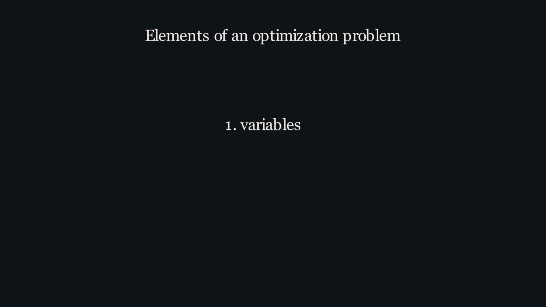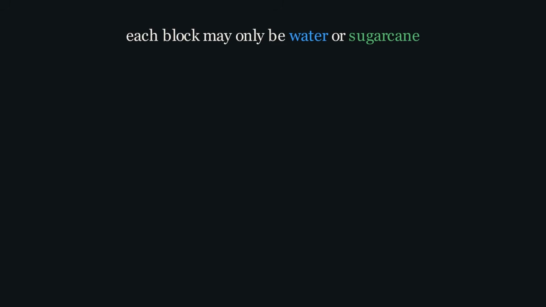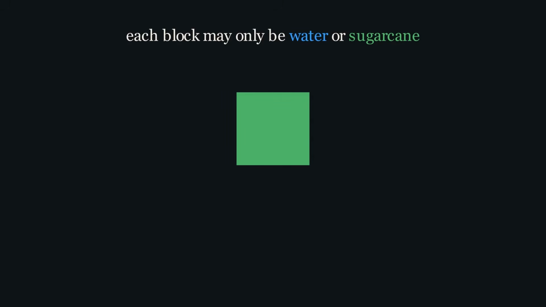1. The variables which describe our problem. 2. The objective function, which is the criteria for what we want to minimize or maximize. And 3. The constraints on the variables being optimized. In our case, every block has to make a discrete choice between water or sugarcane. Since we can't have a mix of both, this means our problem is modeled by an integer program.